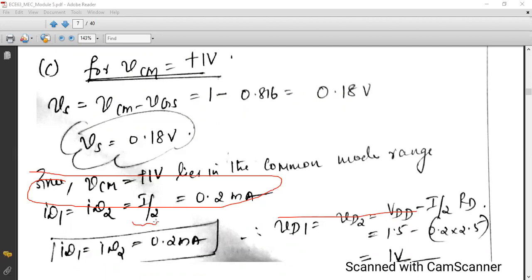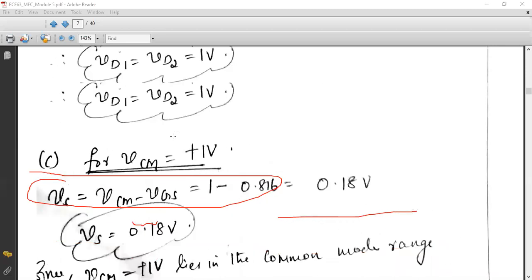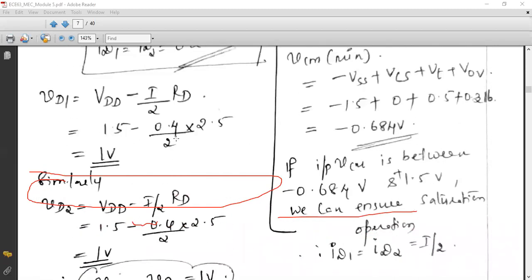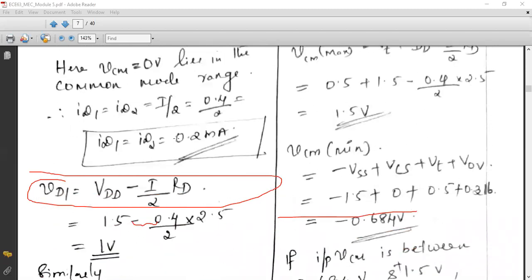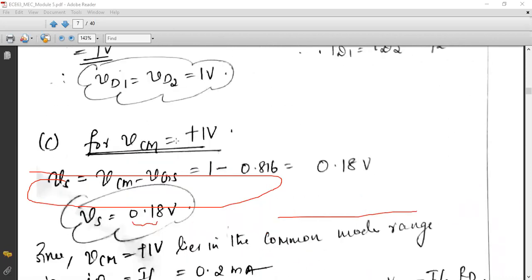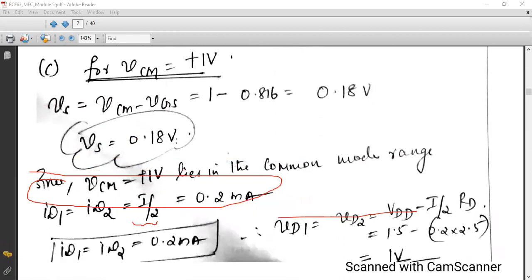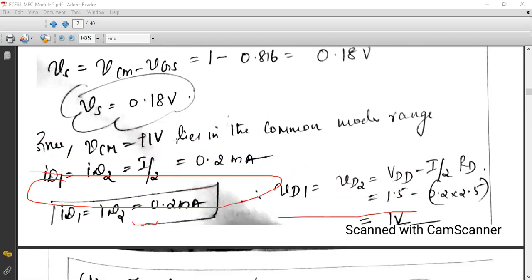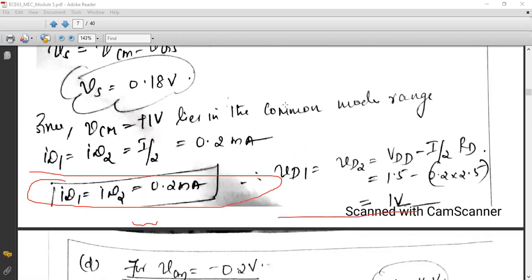So within this common mode range, we are free to change the input voltage amplitude. Let it be till negative 0.684, or it can be till positive 1.5 volt, no matter. We can say that the current will split equally among the two transistors, and based upon that, we will be getting the same voltages VD1 and VD2, which is equal to 1 volt. Same answer, no change. Only Vs will get changed.